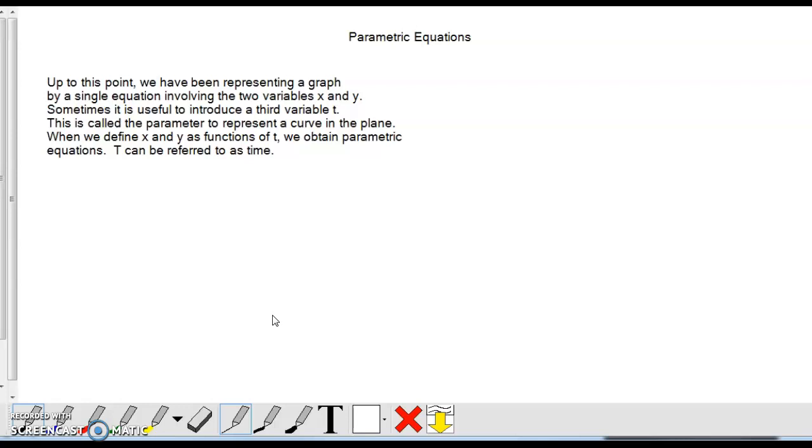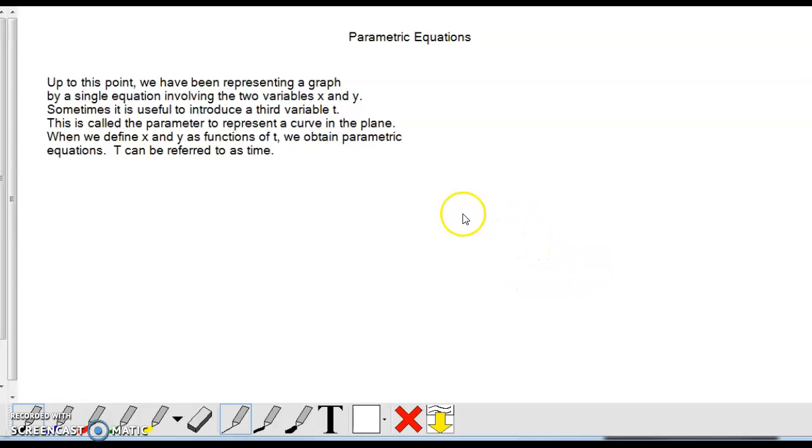We have trig equations. Sometimes it's useful to introduce a third variable, t, and t we're going to refer to as time. This is going to be called a parameter to represent our curve, and it's going to help figure out what direction we are going. We always think about time in the present. 0 seconds means that time hasn't really begun, and then what's happening at 1 second, 2 seconds?